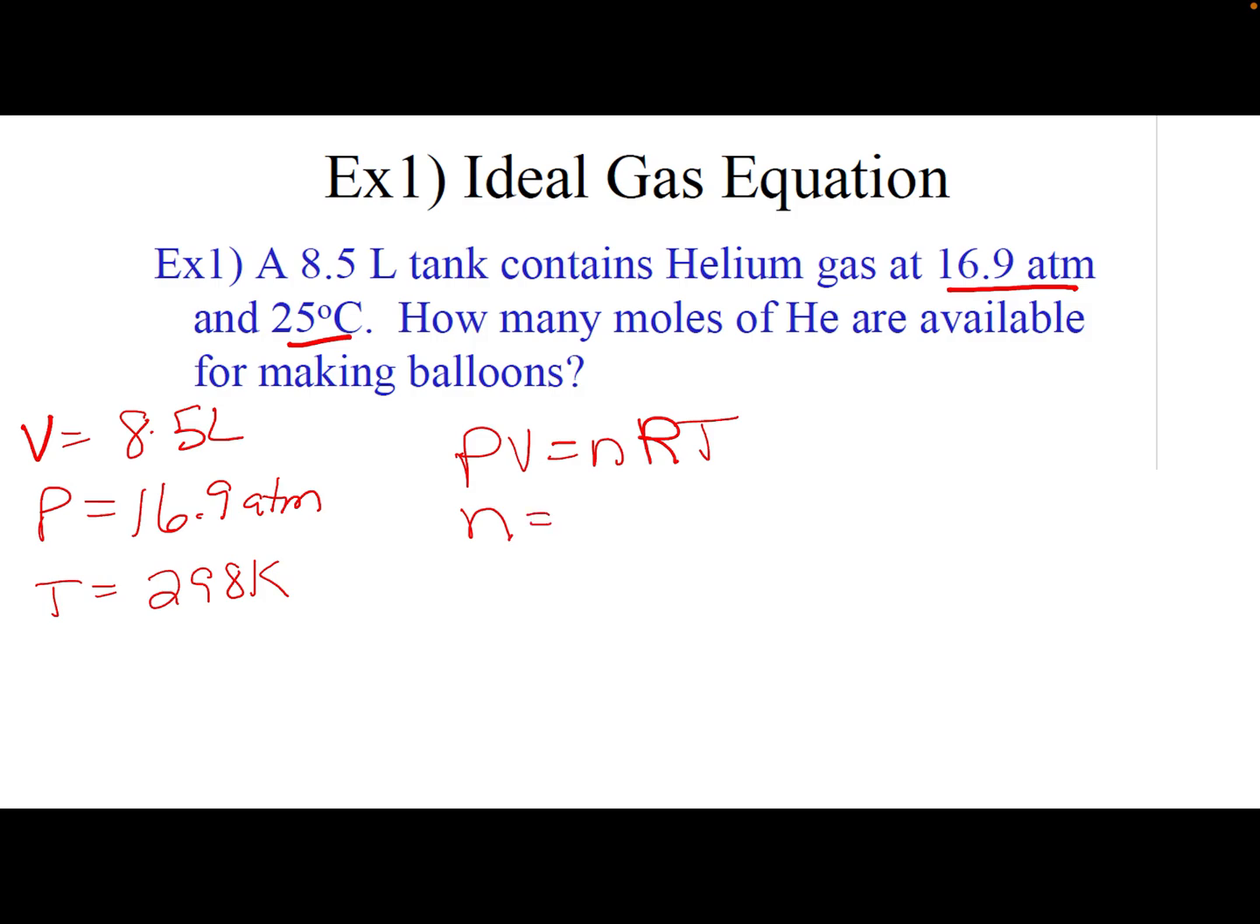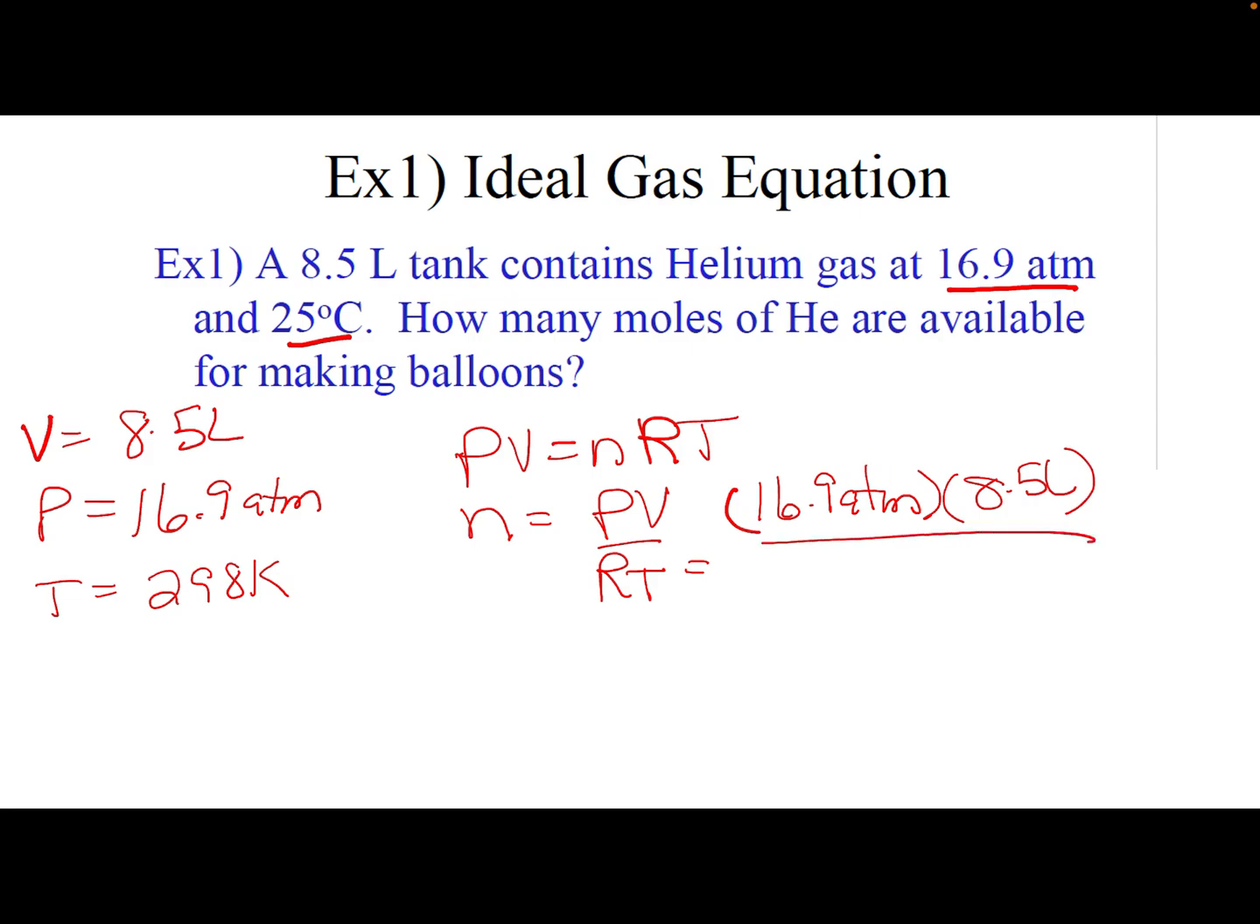So n is going to be equal to PV over RT. And then we can just plug and chug, really. We have 16.9 atmospheres. Always include your units, and I'm going to show you why in just a minute. 8.5 liters. I now have to pick a value for R from my formula sheet that deals with liters, atmosphere, and Kelvin. And that one is 0.08206. And even though it seems like a pain, write down the units.